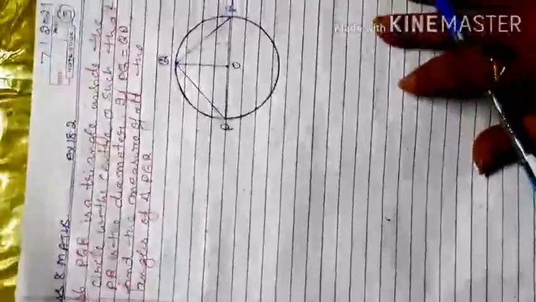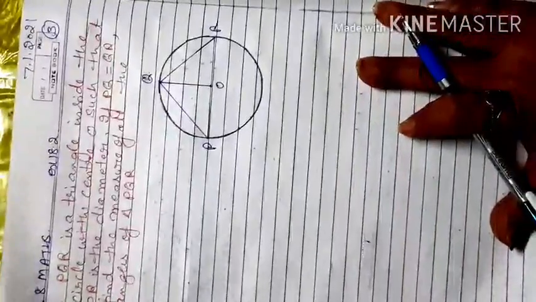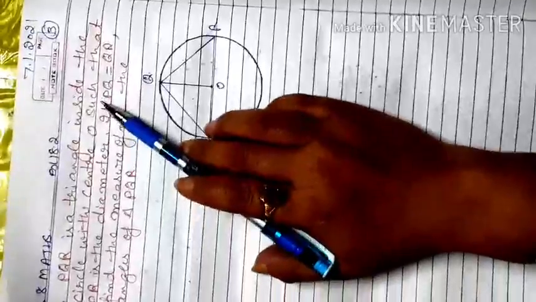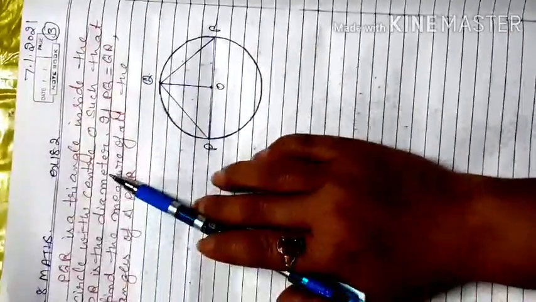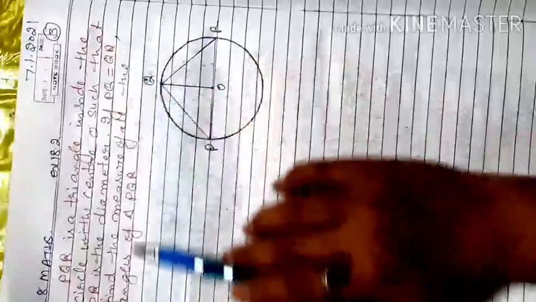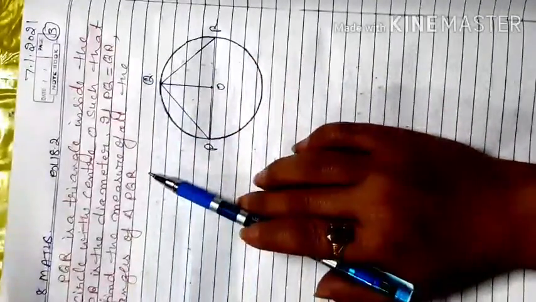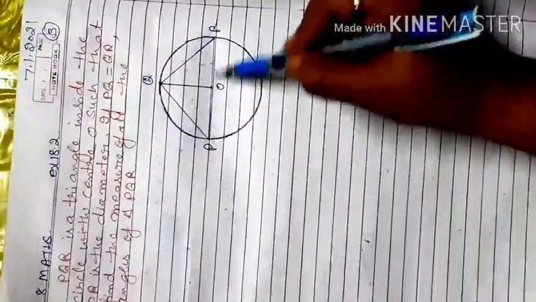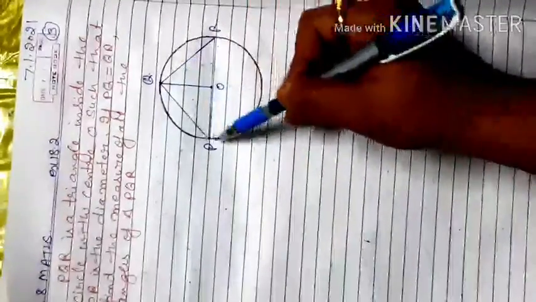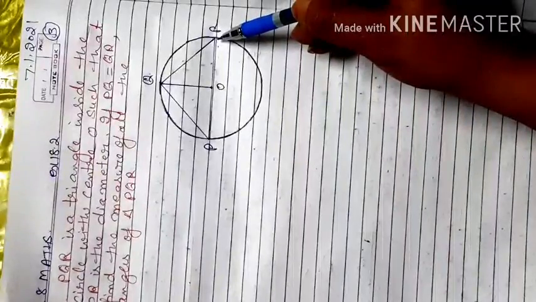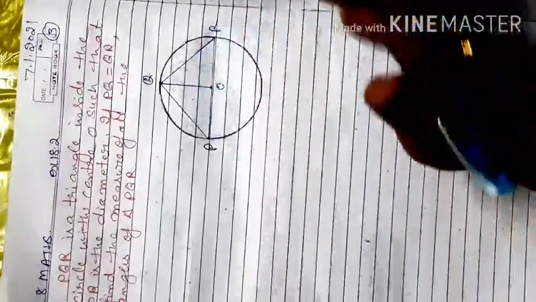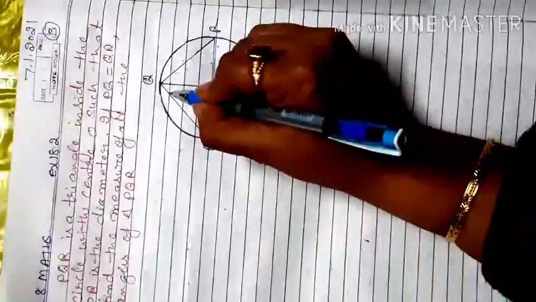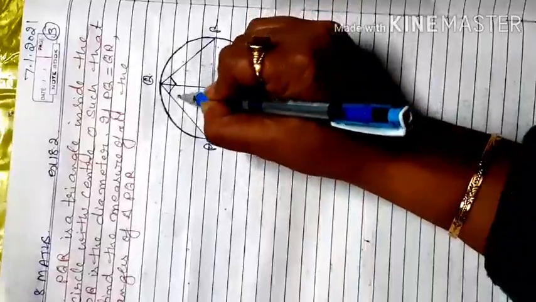Next is the 6th question. In your 6th question, you are given that PQR is a triangle inside the circle with center O such that PR is the diameter. If PQ is equal to QR, find the measure of all the angles of the triangle PQR. That means you are given one triangle, PR is the diameter, and PQ is equal to QR. You just have to find all the angles of triangle PQR. First thing, if PR is the diameter, the angle lying in the semicircle will be 90 degrees.